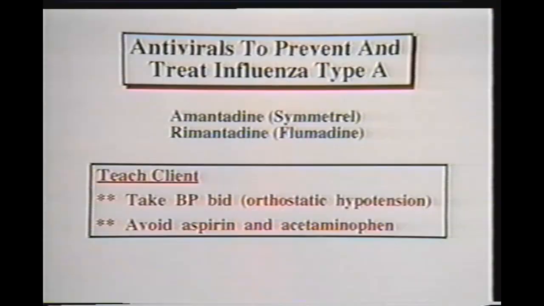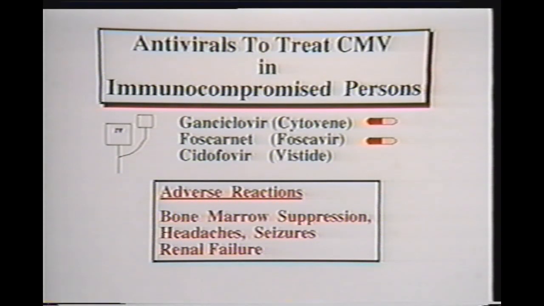We have antivirals to treat influenza A, and these are things like amantadine and rimantadine. We simply need to look out for orthostatic hypotension and avoiding over-the-counter medications like aspirin and acetaminophen. There are some antivirals that can treat cytomegalovirus in people that are immunocompromised. So these would be folks who are on cancer chemotherapy. These are people who have HIV perhaps.